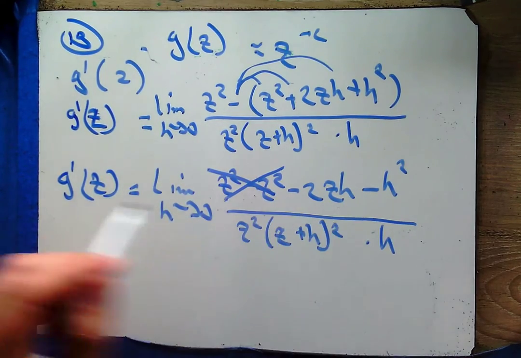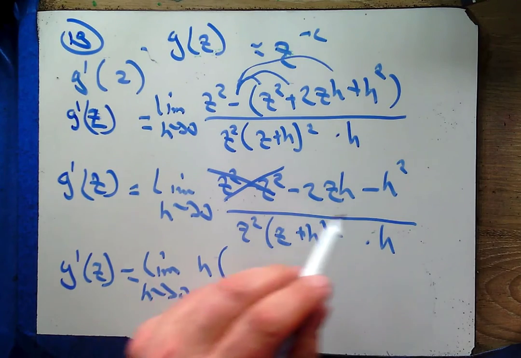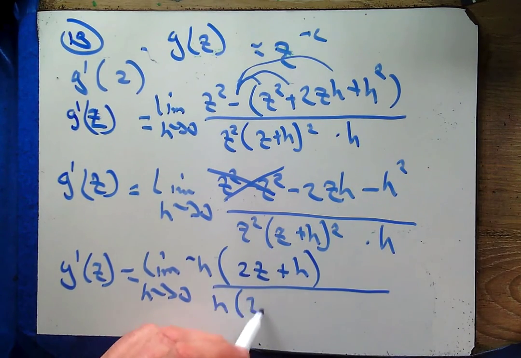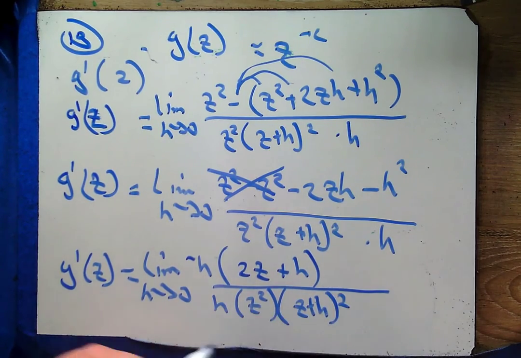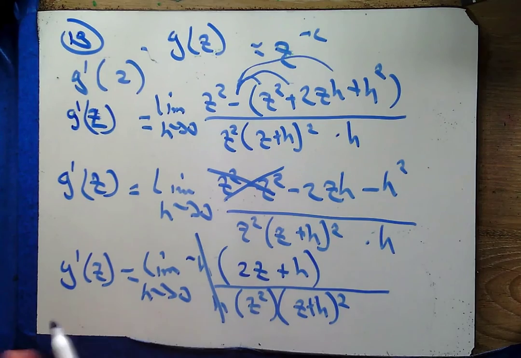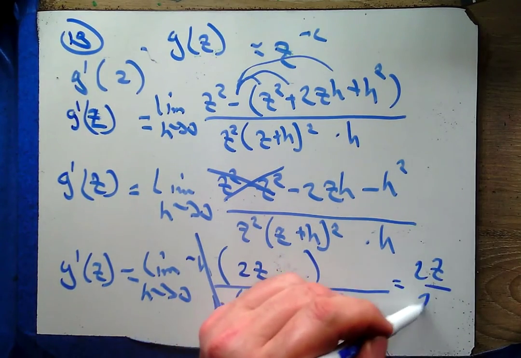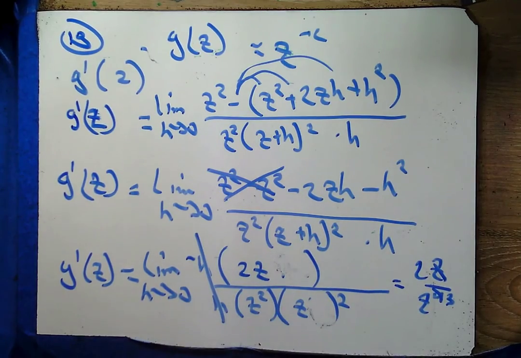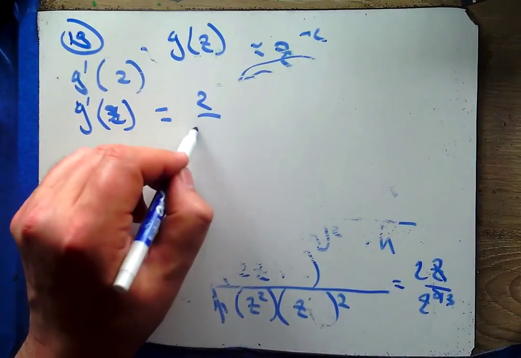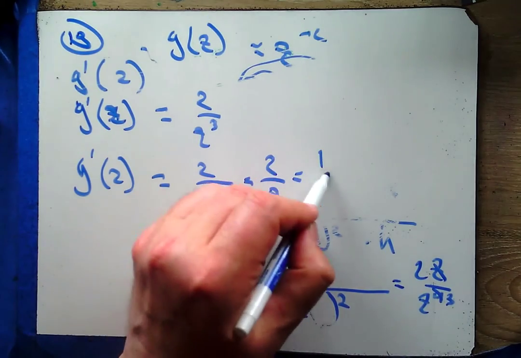These cancel. I can take an h out of the top. g prime of z equals the limit as h heads to 0, h, I'm going to take negative h, and have 2z plus h here. I've got h on the bottom, z squared on the bottom, z plus h squared on the bottom. So I can cancel out these. Now I think it's safe to plug in h equals 0. So this goes away, and this goes away. And so what do we have? We have 2z over z to the 4th, or 2 over z to the 3rd. So g prime of z is 2 over z to the 3rd, and we want g prime of 2, so that's 2 over 2 to the 3rd, 2 over 8, or 1/4.